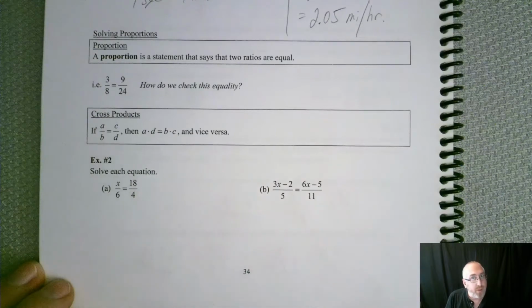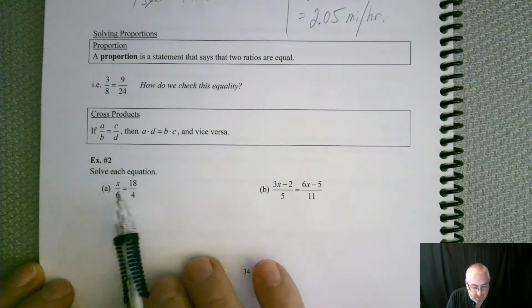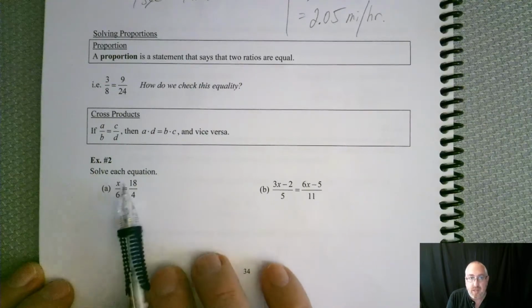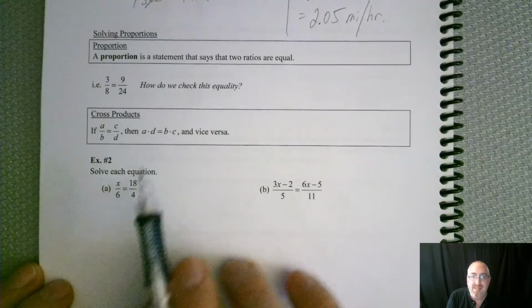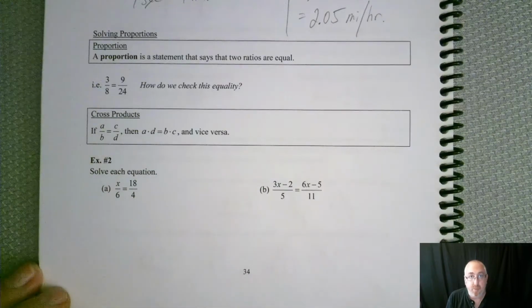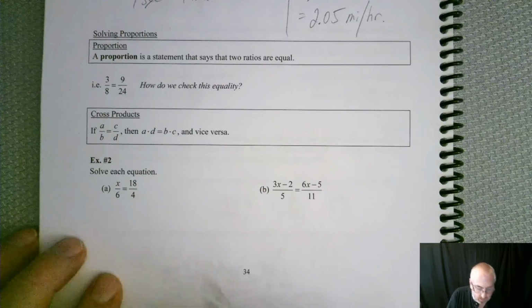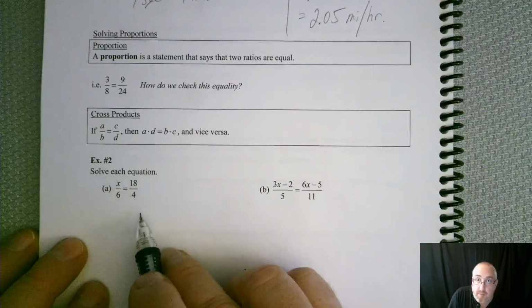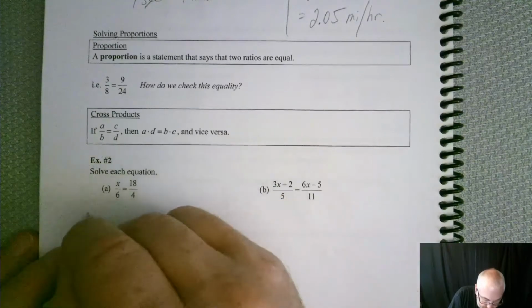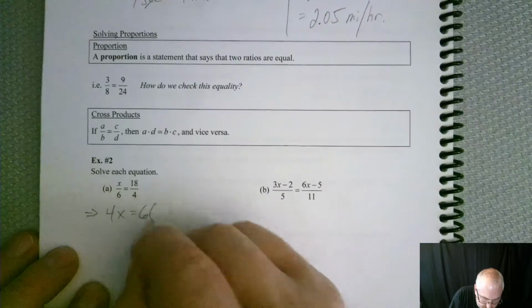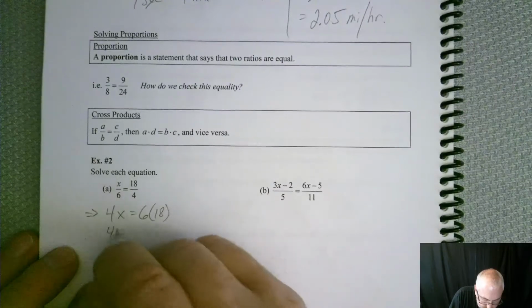But how else could we use this? We can use this otherwise when we're trying to find one piece that's missing. So in this case, if we know a piece that's missing, we can still use this cross product property to find that missing piece with a little bit of algebra. So in this case, let's do the unknown cross product first. So we're going to get 4x equals 6 times 18.